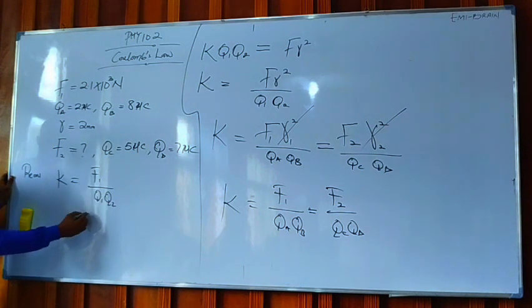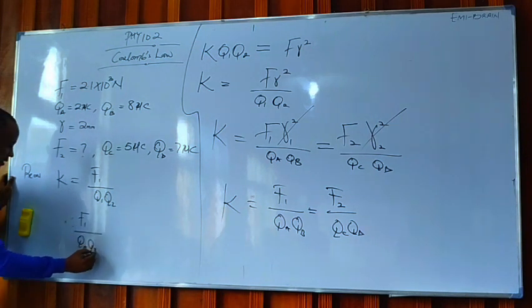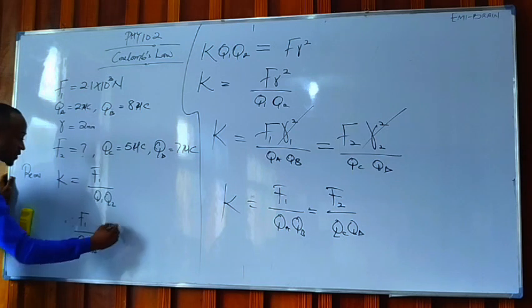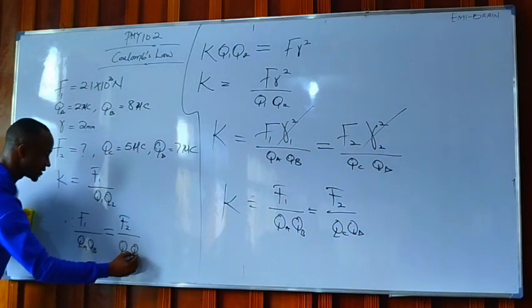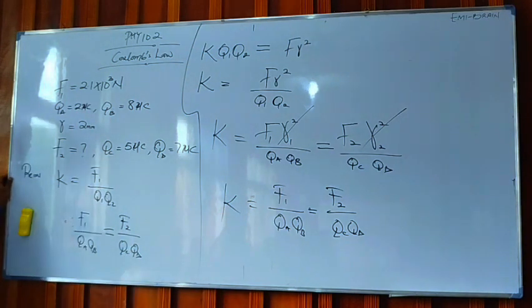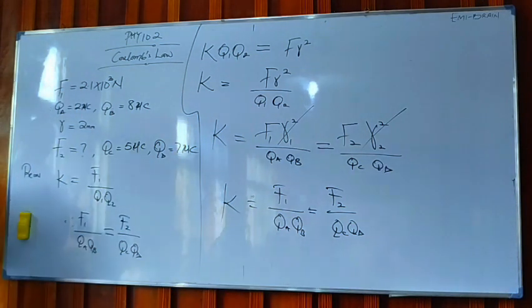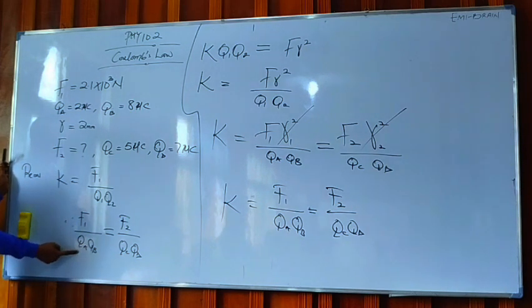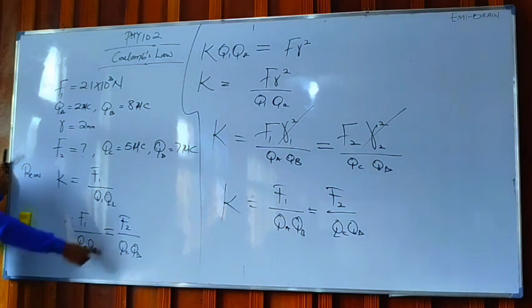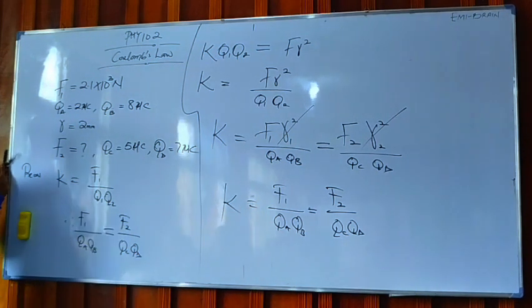Therefore, for my F1, the charges are QA and QB, which equals F2 with charges QC and QD. So can we now solve for F2? That means anywhere we see F1, we put this. We have F1, charge A, charge B, and we are looking for F2. We have charge C and charge D. It's simple, right?